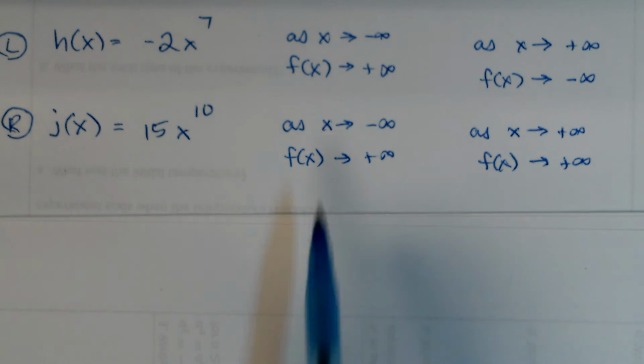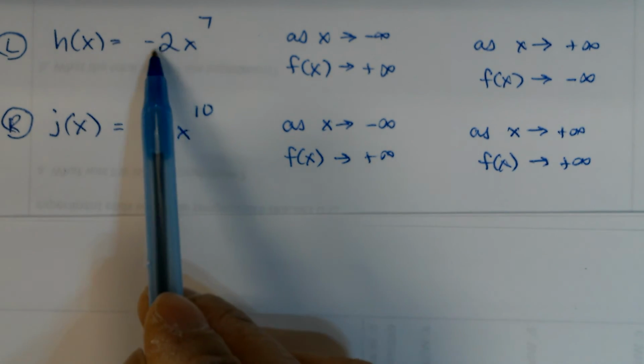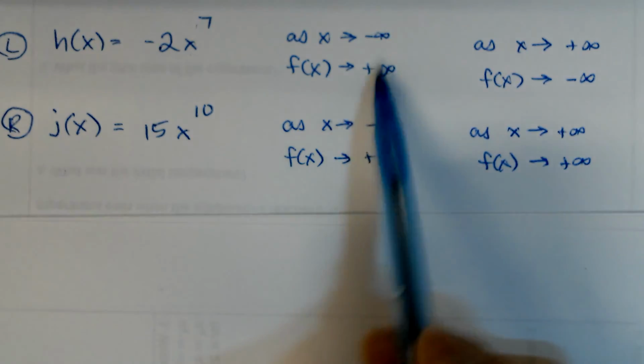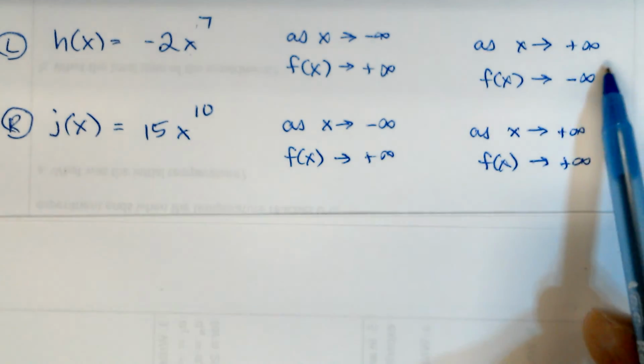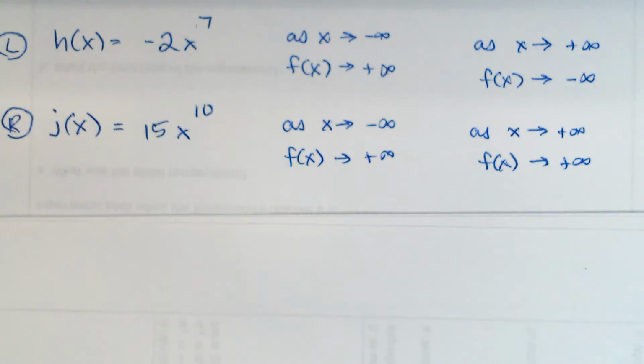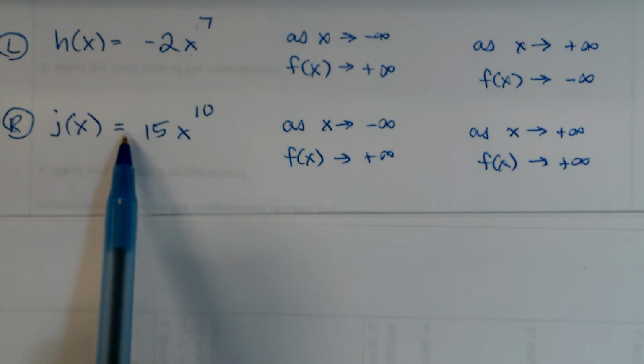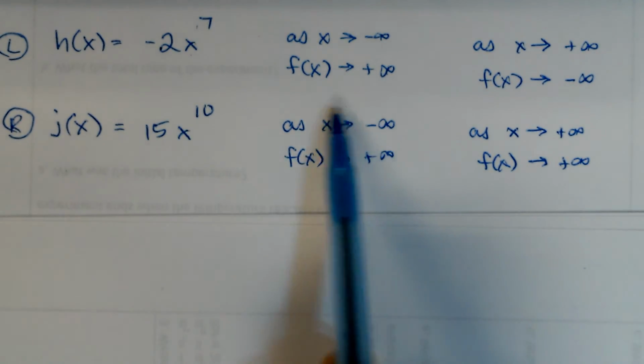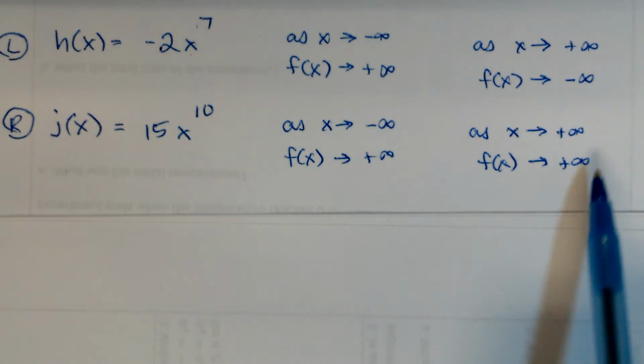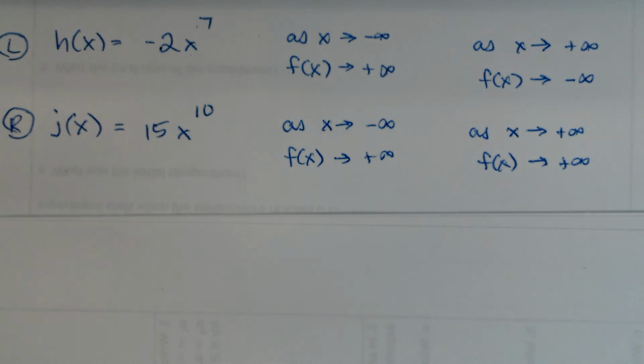So here's what I came up with for h of x equals negative 2x to the seventh. There's the end behavior on the left-hand side. There's the end behavior on the right-hand side. And for j of x equals 15x to the 10th, there's the behavior on the left-hand side, and here's the end behavior on the right-hand side.